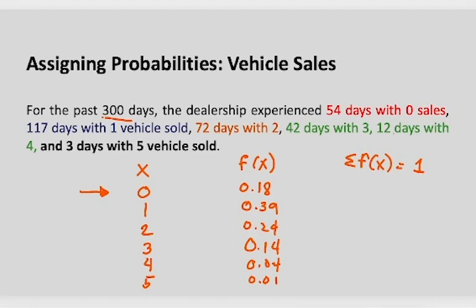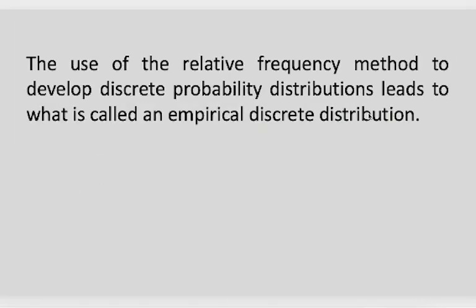And this is the criterion that we have to meet to make sure that our probability distribution is correct. Also, all of the probabilities are positive, so we are sure that our distribution is correct. The use of the relative frequency method to develop discrete probability distributions leads to what is called an empirical discrete distribution. For other ways of doing probability distributions, stay tuned for the next video.